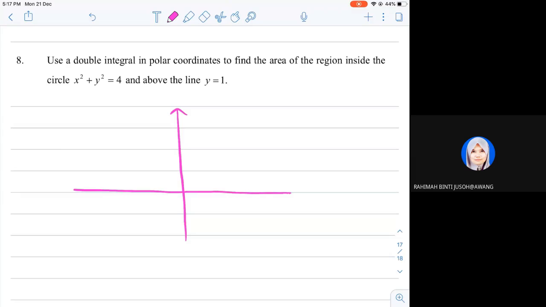Alright, let us sketch the graph first. So we have x, we have y. What's the radius of this circle? 2. Okay, because we have x squared plus y squared equals to 4. So we will have r equals to 2. Okay, let's say this is the circle.